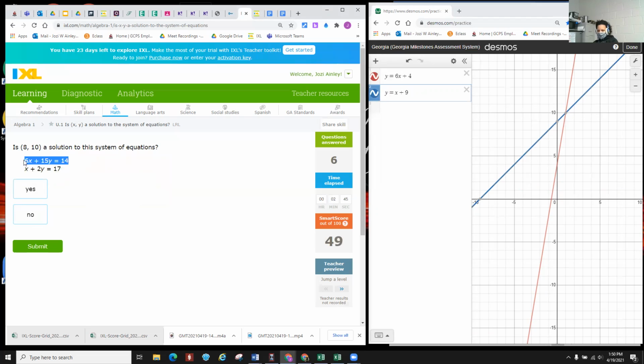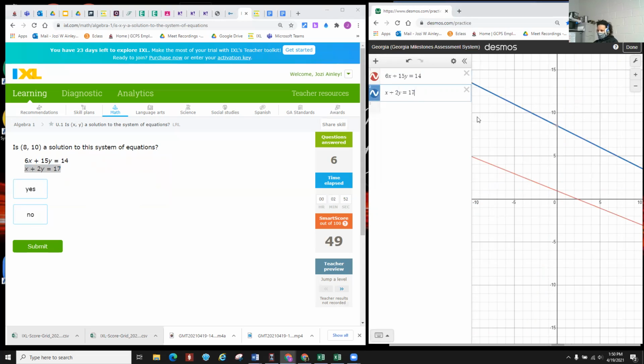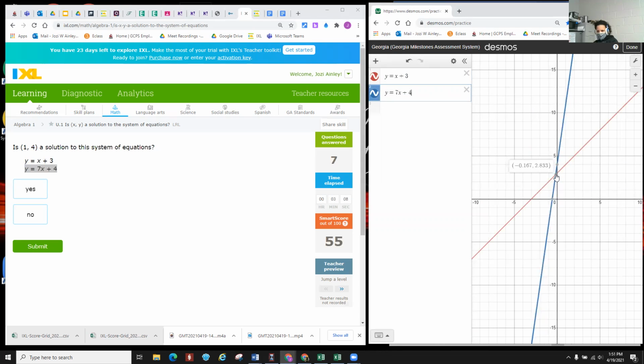All right, Control C, Control V, Control C, Control V. Parallel lines do not have a solution. So is that a solution? No, it's not. Okay, parallel lines do not have a solution. All right, last question, Control C, Control V. Is (1, 4) a solution? Nope. So I am done with that work.